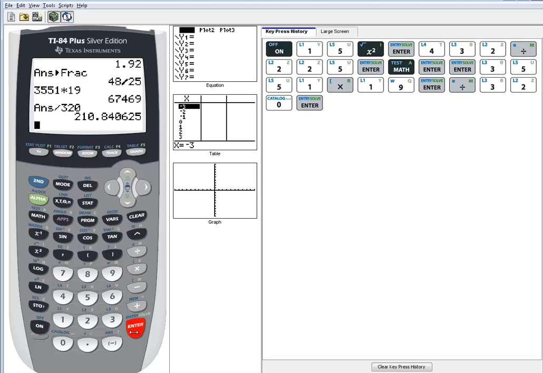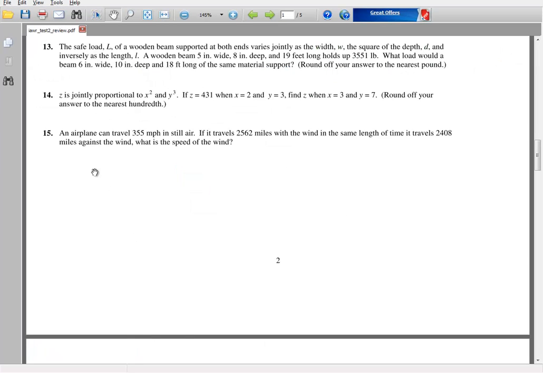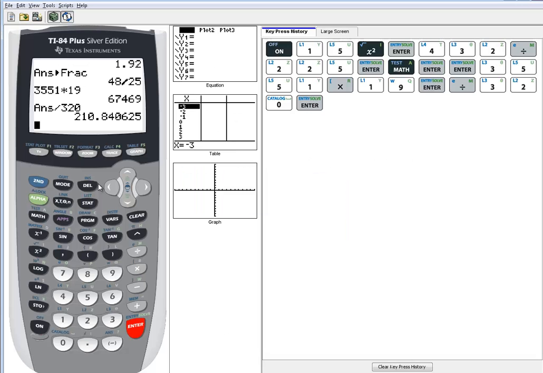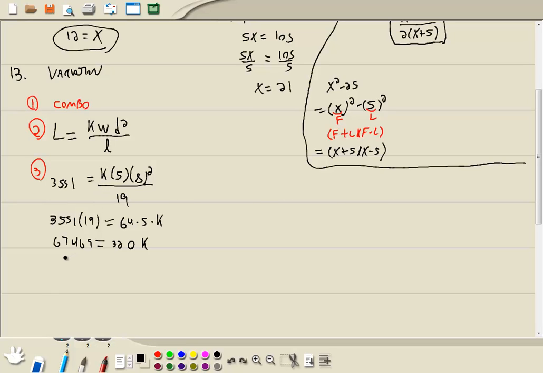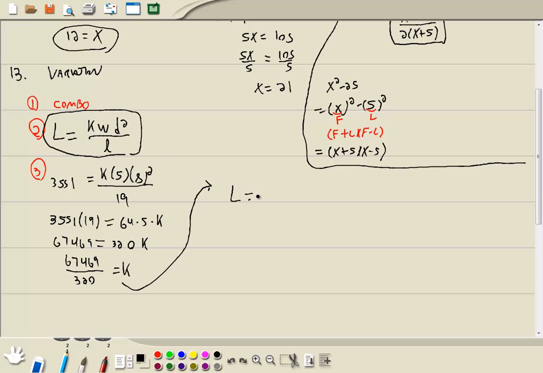That didn't come out very nice. Let me leave it in fraction form. So 67,469 over 320 equals K. I'm not going to worry about trying to simplify that, but we now plug that into our formula from step 2, which was this right here. So we got L is equal to 67,469 over 320 times W D squared all over l, little l.